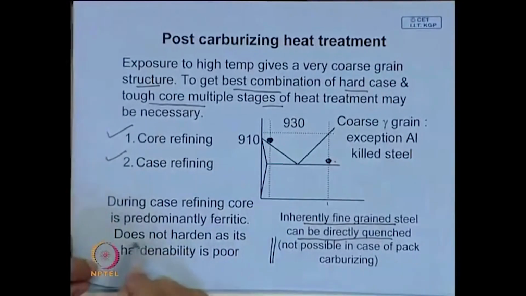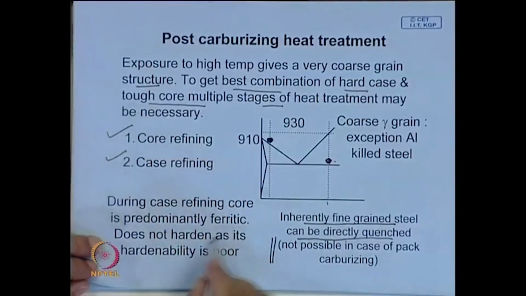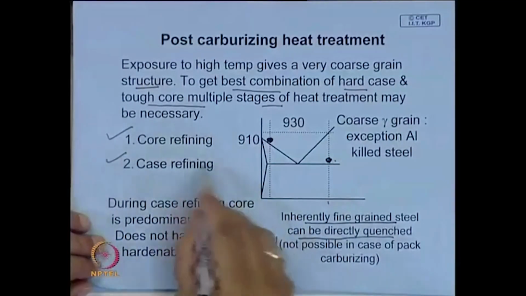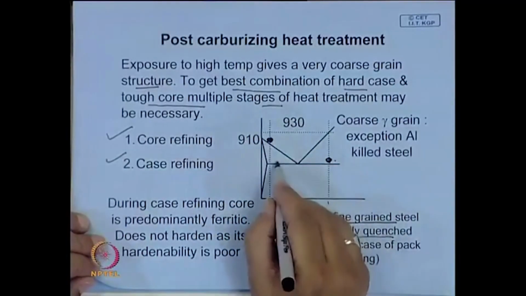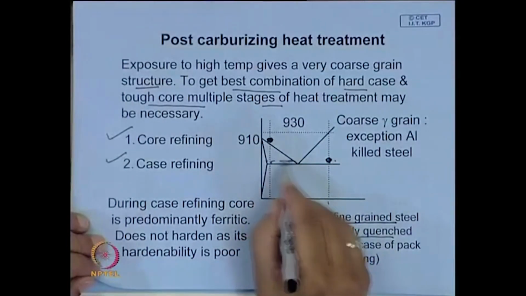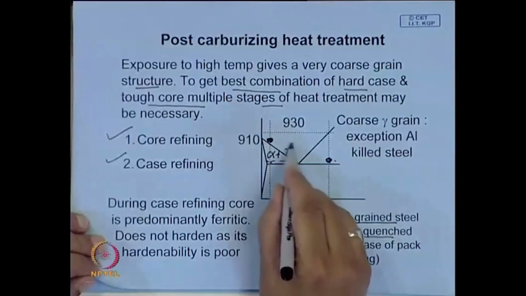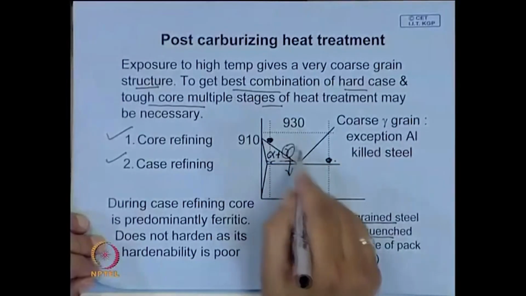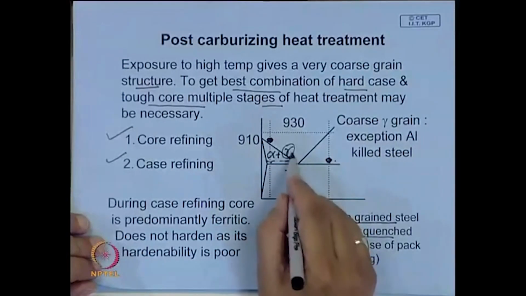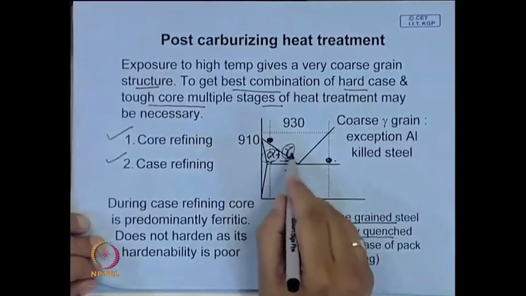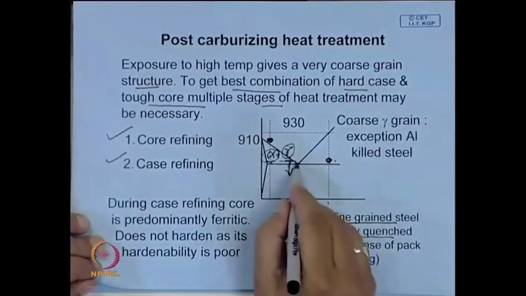And during the final hardening, even if the core is here, what you will have is predominantly ferrite plus some amount of austenite. This austenite can get transformed depending on the section size, but within a soft matrix you will still have a hard martensitic phase, and it will give a very tough core.